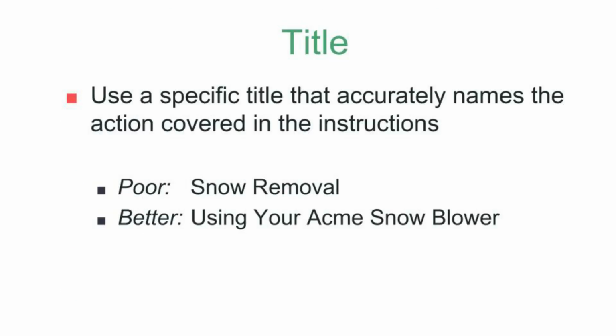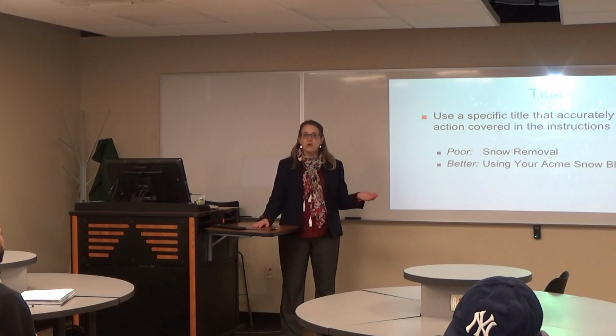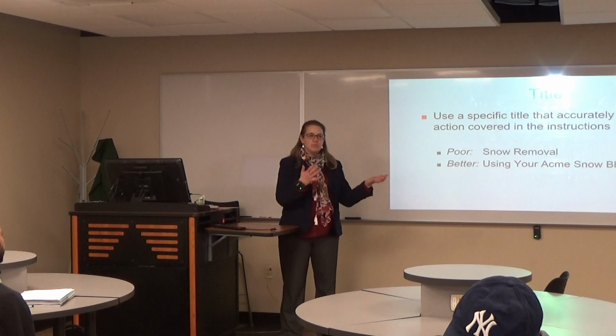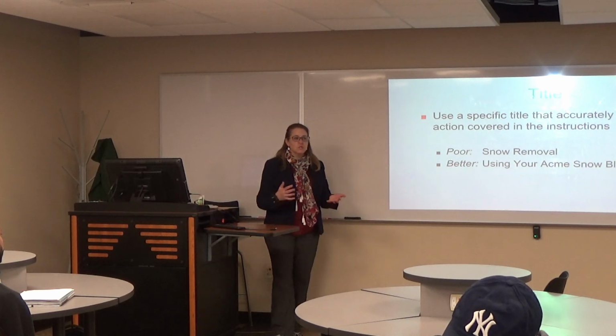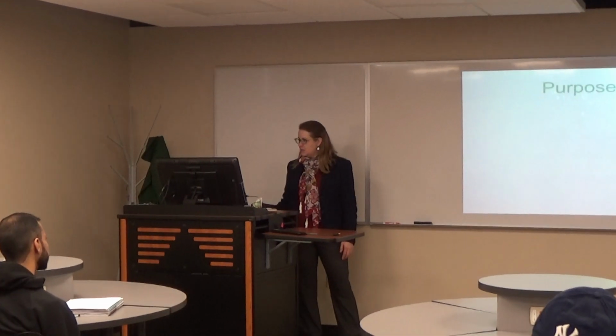Our title needs to be specific and accurately name what action is to be done by the instructions. A bad example would be snow removal. It's not very specific. There's a lot of different ways that we can remove snow. What would be a better example would be using your Acme snowblower. So we're describing that we're snow blowing, but we're using our Acme snowblower to do it. So it's more detailed, more specific.